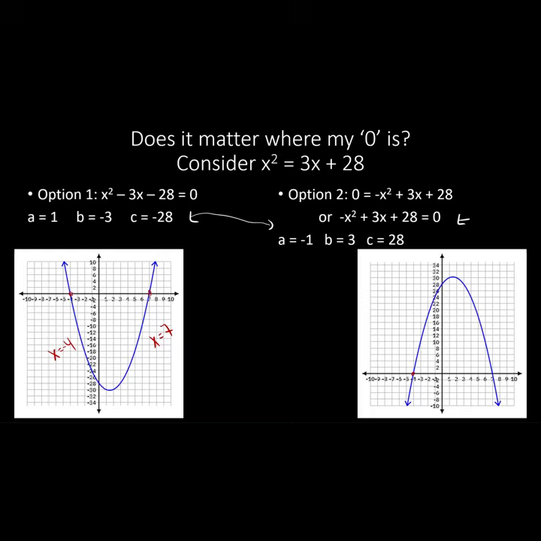However, if you look at where the x-intercepts are, you will see that the x-intercepts are in exactly the same position. So by moving the expression to one side versus the other, it will flip the graph over, but it doesn't change the x-intercepts. So when you are using the quadratic formula, it actually does not matter where you get your zero. As long as you're consistent, you get everything onto one side and you don't try to mix and match the two sides together.